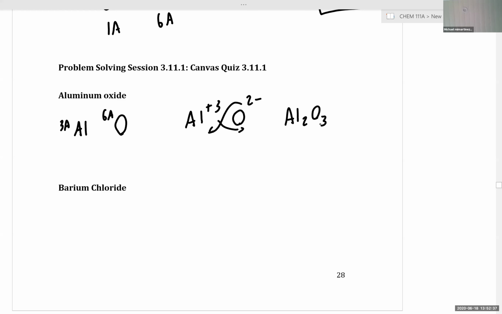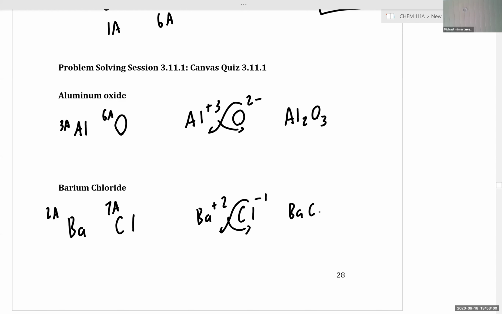Let's look at barium chloride now. Barium represents the symbol Ba. Chloride represents the symbol Cl. Barium is a 2A element. Chloride is a 7A element. Barium adopts a +2 charge. Chloride adopts a -1 charge. We cross our charges, and that in turn gives us BaCl2 for barium chloride.